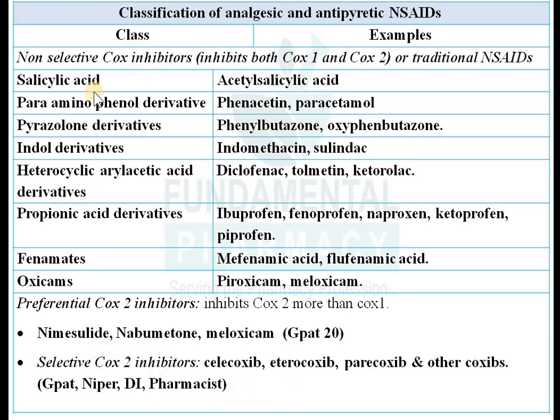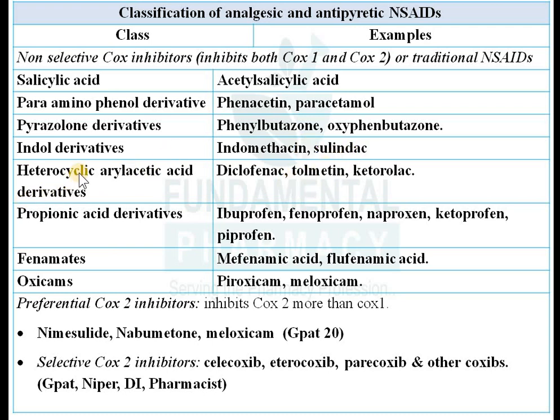Now, what are the non-selective COX inhibitors? The first class is salicylic acid derivatives, for example acetyl salicylic acid or aspirin, methyl salicylate, sodium salicylate. There are a lot of drugs. Second class is para-aminophenol derivatives, that is phenacetin and paracetamol. Third class is pyrazolone derivatives, that is phenylbutazone and oxyphenbutazone. Next class is indole derivatives, that is indomethacin and sulindac.